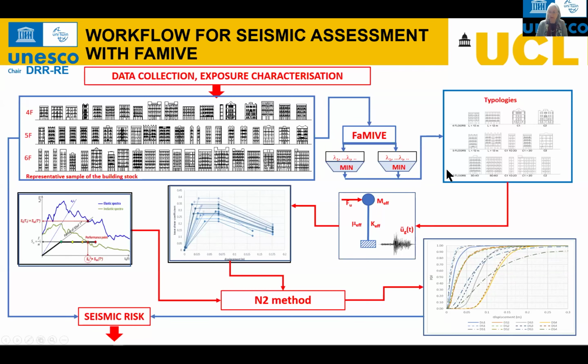We can then simplify this typology to single degree of freedom oscillators with a nonlinear behavior, and through that associate to each typology some capacity curves, which we can then, through the N2 method, interacting them with natural or non-natural or synthetic spectra or compounded spectra, obtain fragility functions, which we can then use together with the exposure characterization to define risk and risk reduction measures. So this is where FaMIVE is set.